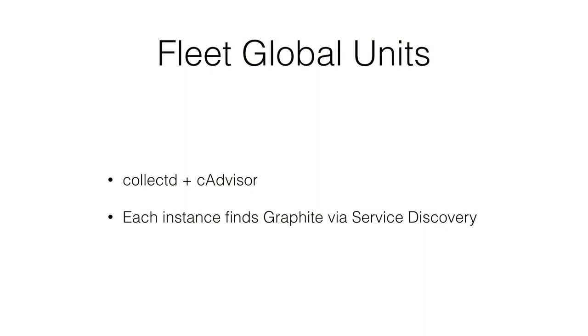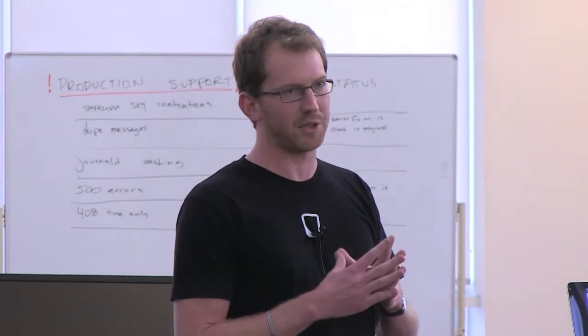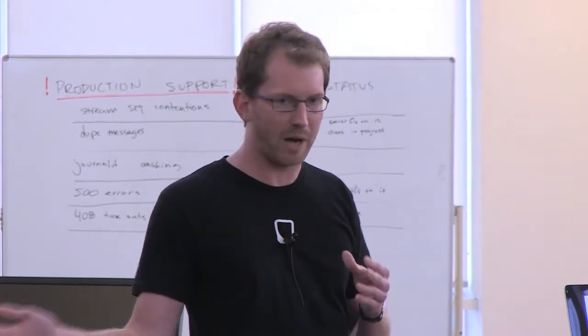So the examples there are on every host, they're inside a container. There's collectd and cAdvisor running. When they come up, they find a Graphite instance via service discovery and start sending it data. That Graphite instance might move around. They'll follow it.